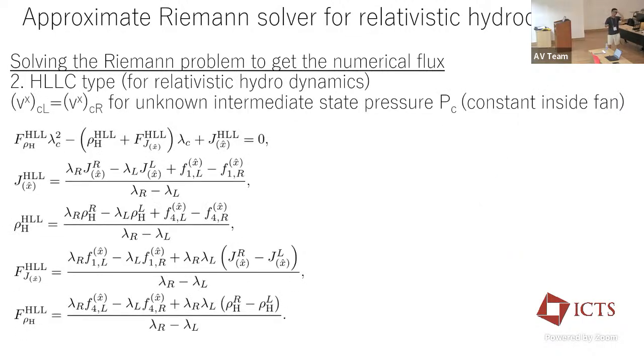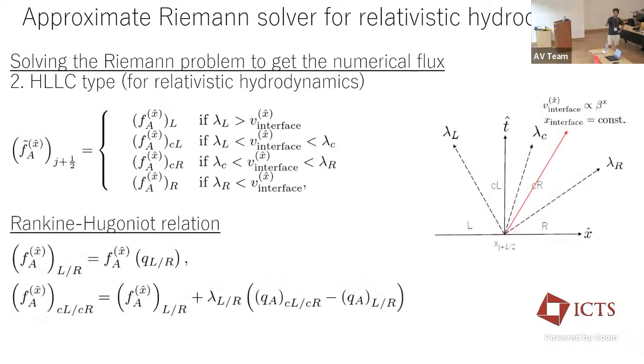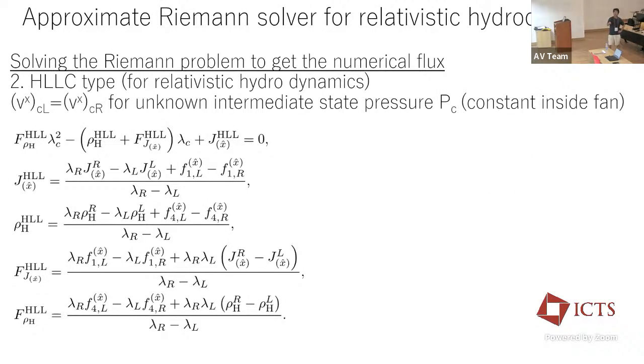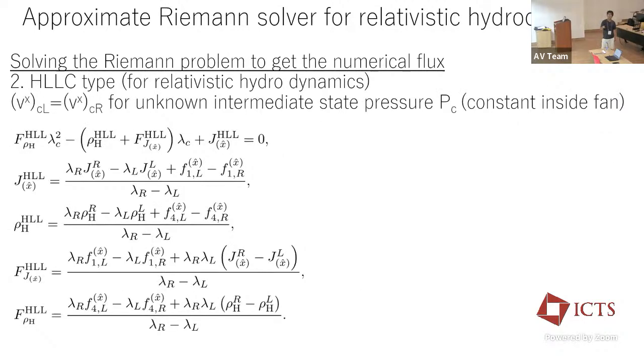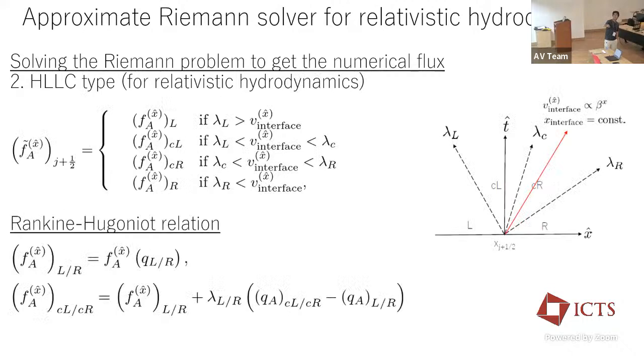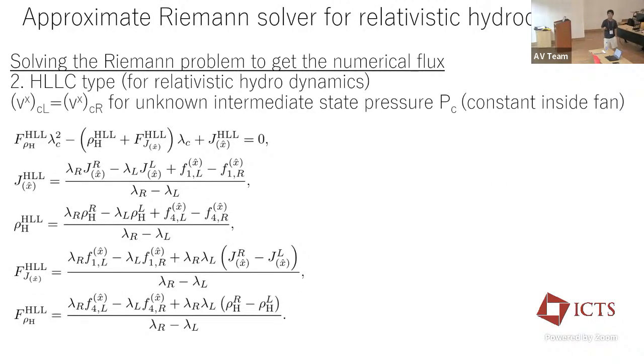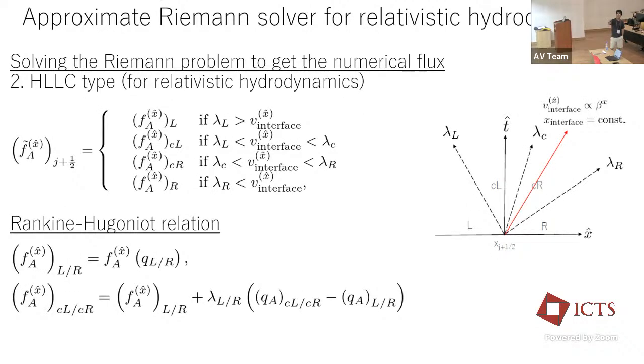So the final task is to get the conserved quantities in the CL and CR states. So how to do that? Because at the contact discontinuity, the x component of the three-velocity should be continuous. This is the property of the contact discontinuity. And we don't know the pressure of the internal structure, so we have to solve this equation in terms of the unknown intermediate state pressure pC, which is constant inside the fan.